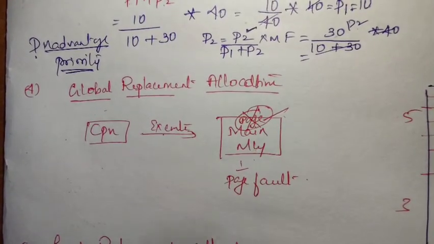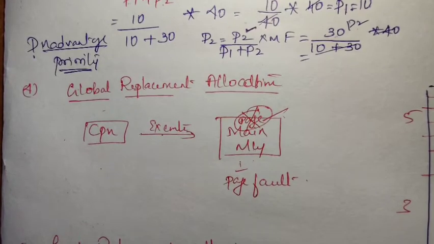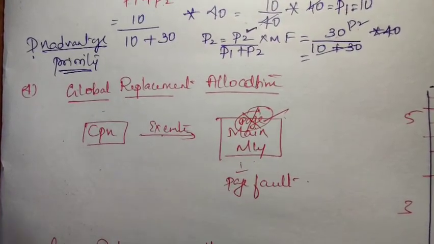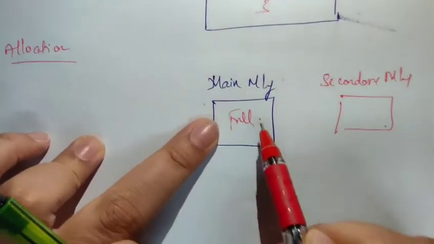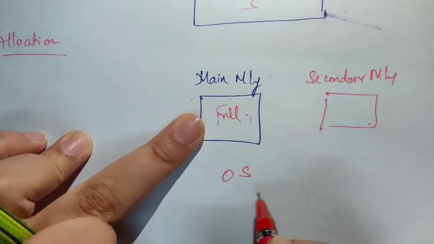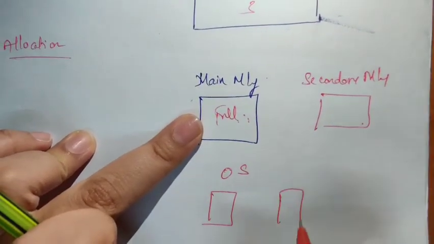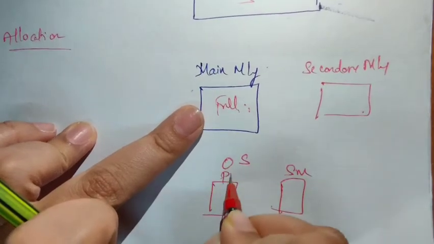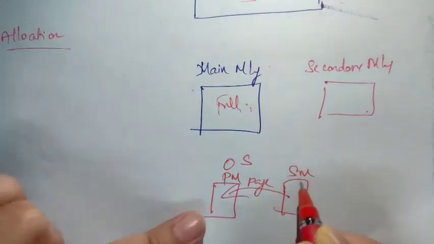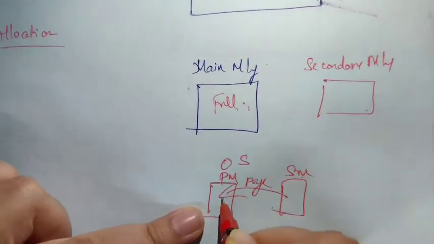So in this case, the operating system loads that page from secondary memory to the primary memory. Okay, so next is that when the page is not there, then the operating system loads the page from secondary memory to the primary memory. That missing page will be loaded from secondary memory to the primary memory.